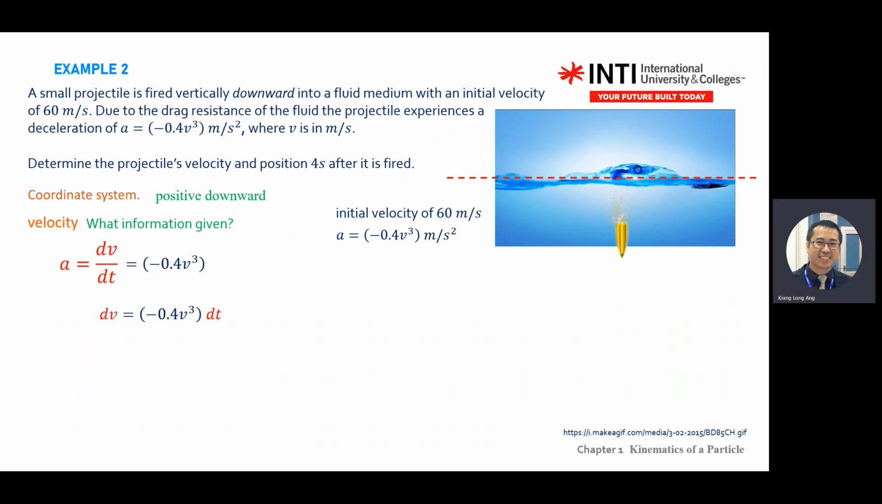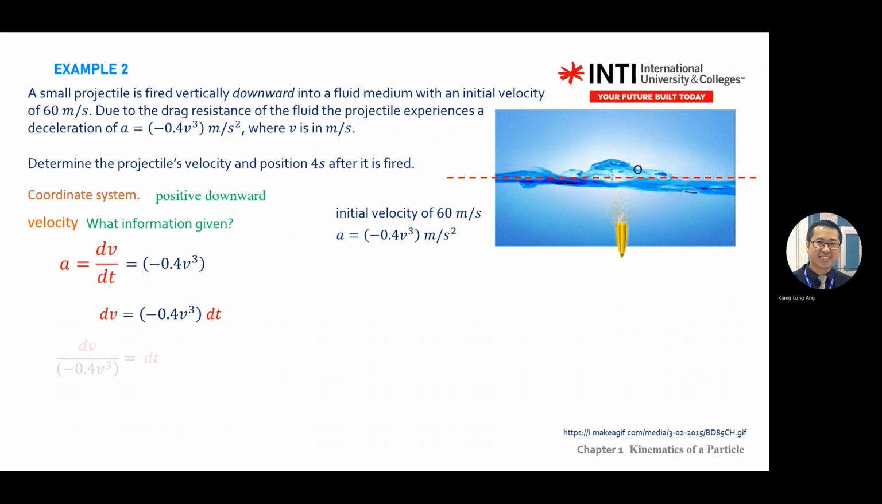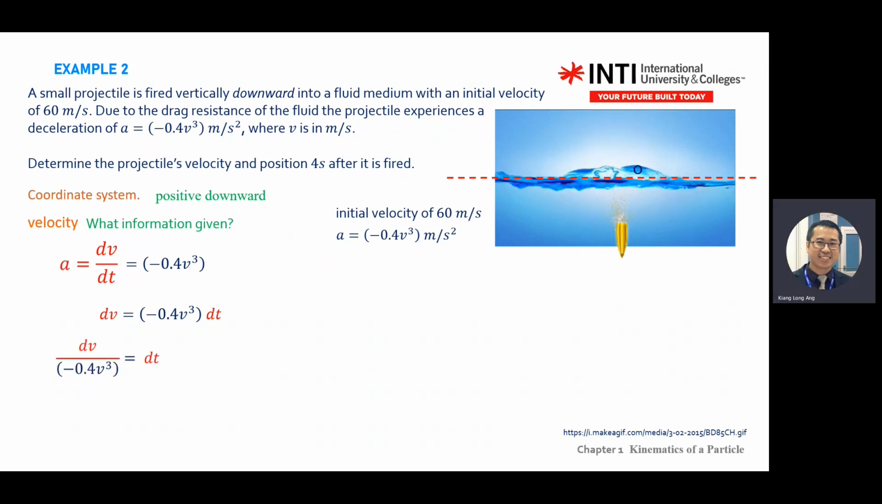Okay, next step. When you do integration or differentiation, make sure you differentiate the same term. This is V, so you cannot integrate V. You can only integrate or differentiate T. So this is V, put the V on the same side. Put this one on the same side. It's 1 over something equal to dt. Next step is integrate.